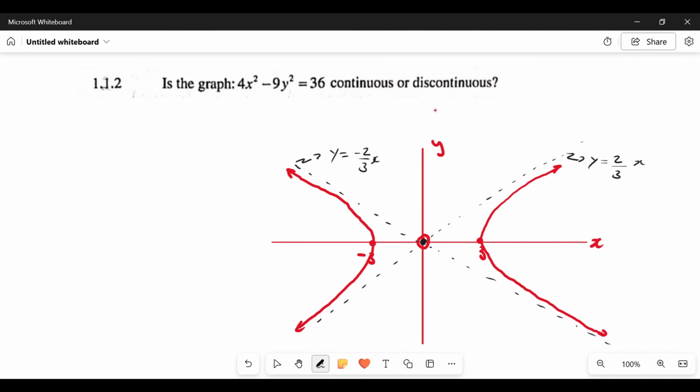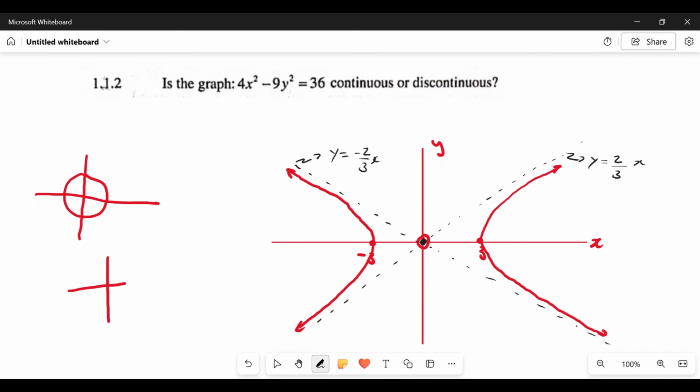Now, before you answer this, you need to know what is continuous and discontinuous. It's very, very simple, guys. A continuous graph is a graph that you can draw without breaking a line. An example: if I were to draw a circle, can I draw a circle without breaking the line or lifting a pen? The circle can be drawn without breaking a line.